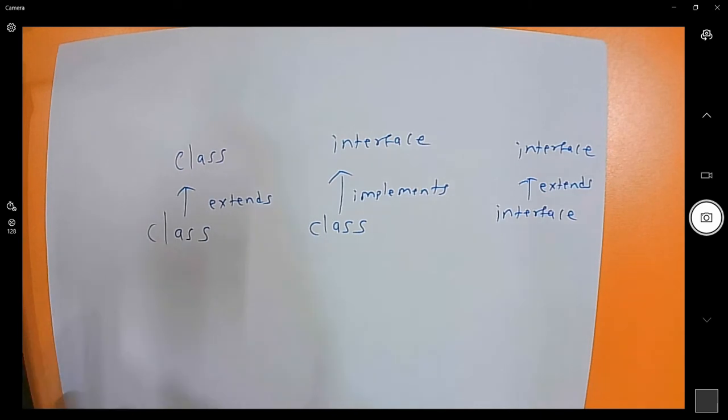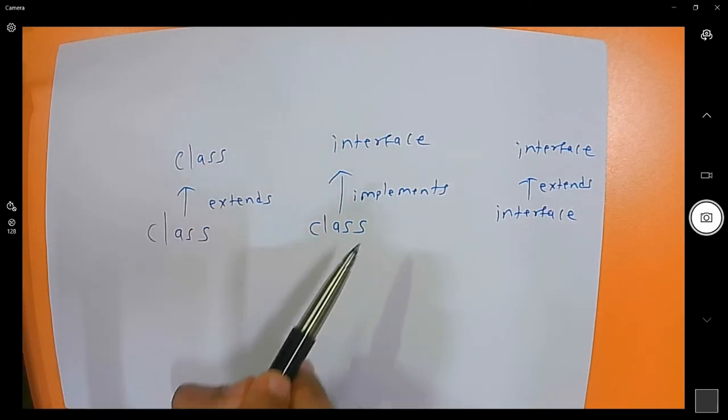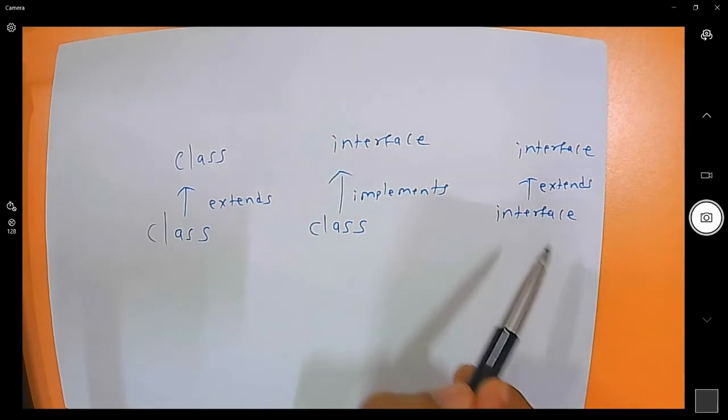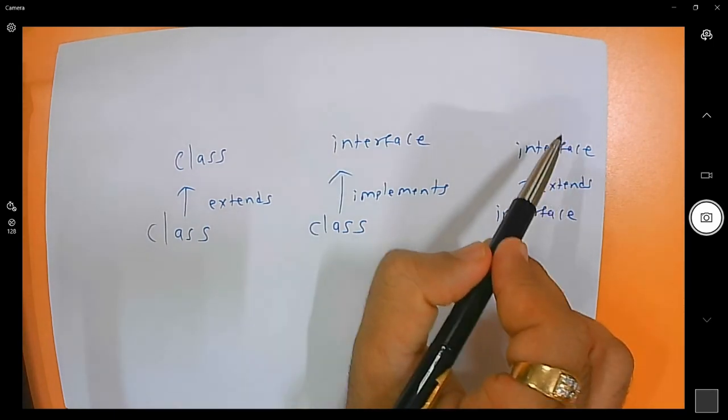A class can extend only one class at a time. A class can implement more than one interface at a time. An interface can extend from another interface.